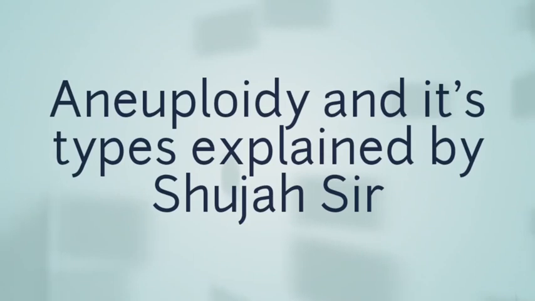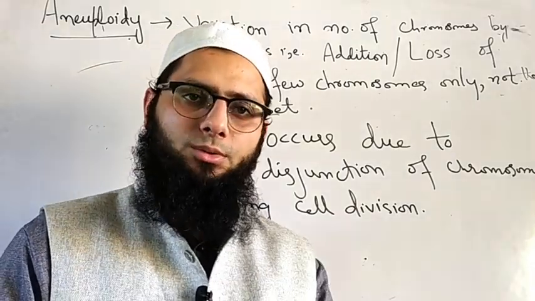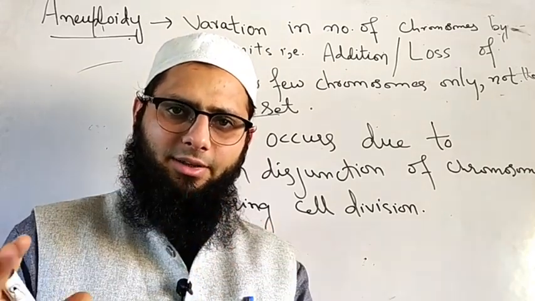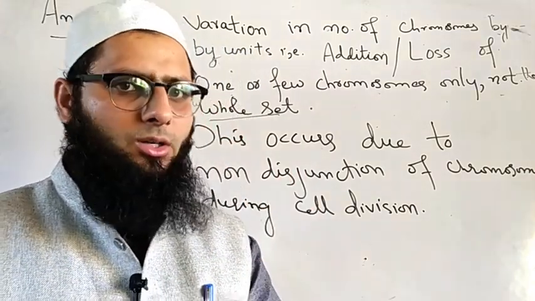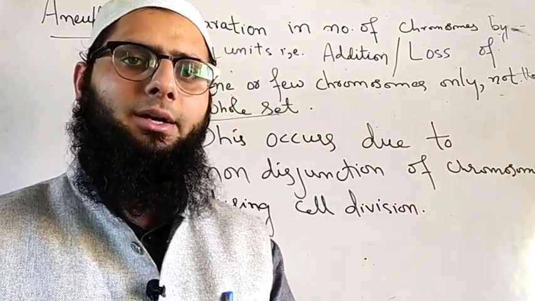In the previous video we discussed the morphological structural changes in chromosomes. In this video we are going to discuss the numerical changes in chromosomes. As far as the numerical changes are concerned, where there is a change in number, we have two types of numerical change. One is Aneuploidy and the second is Hypoploidy.